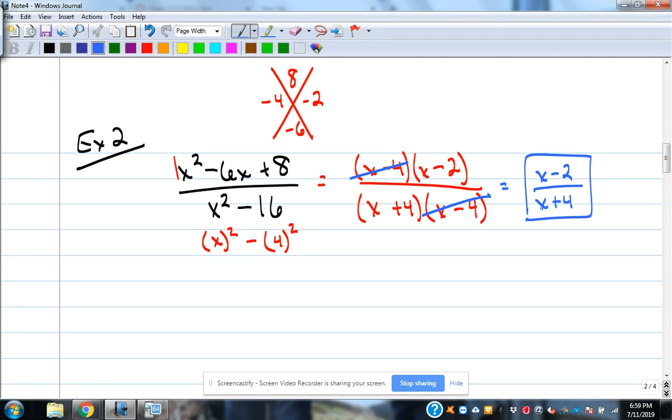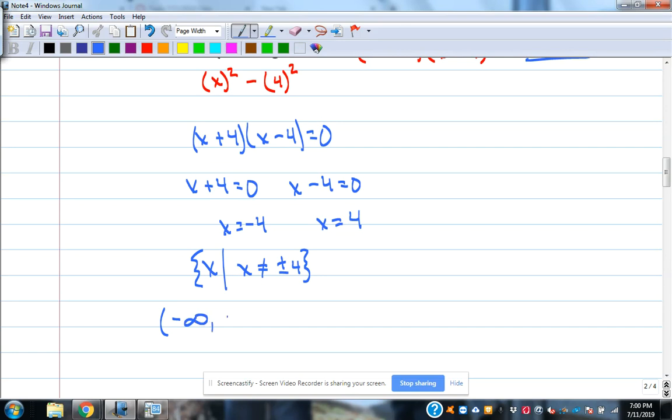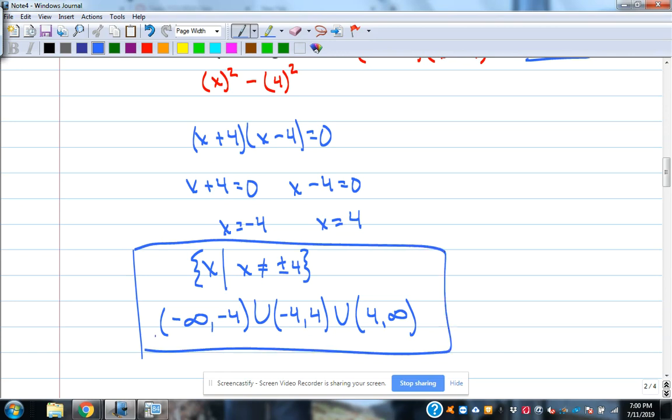Keep in mind, if you're asked to find the domain of that, you need to find the domain before simplifying. So you would end up being responsible for setting x plus 4, x minus 4 equals 0. Split those apart and solve. Here we have x is negative 4, x is positive 4. So your domain would be x does not equal plus or minus 4. Interval notation, negative infinity to negative 4, union negative 4 to positive 4, union 4 to infinity, would be your domain for that particular problem if asked for that.